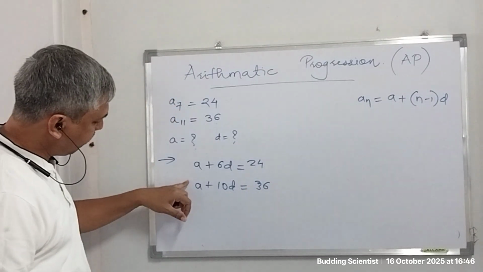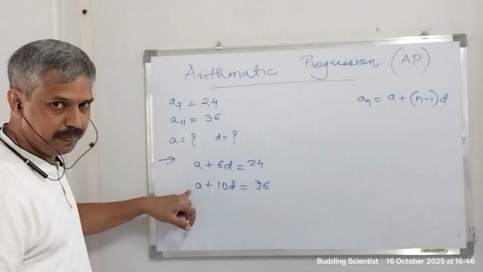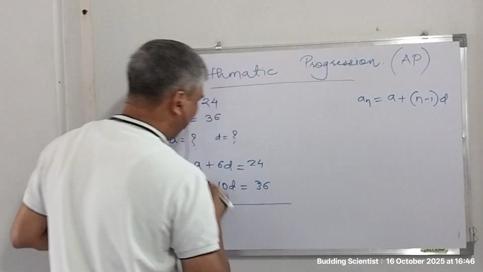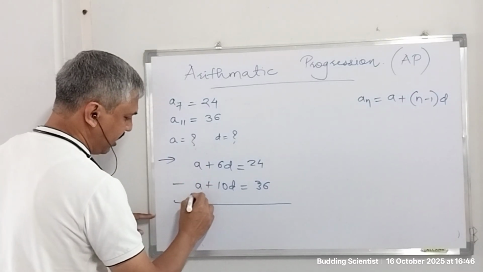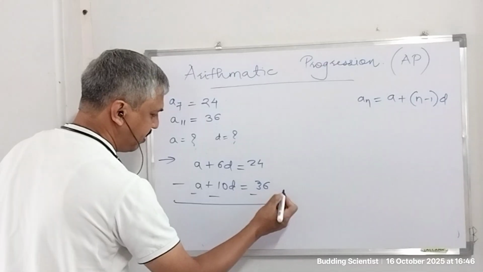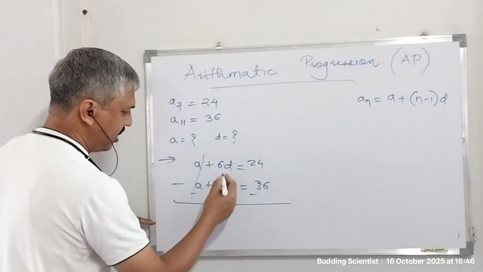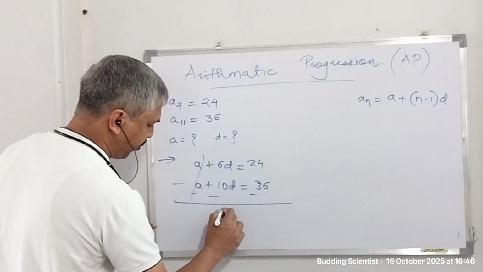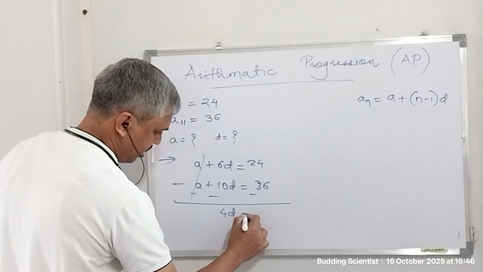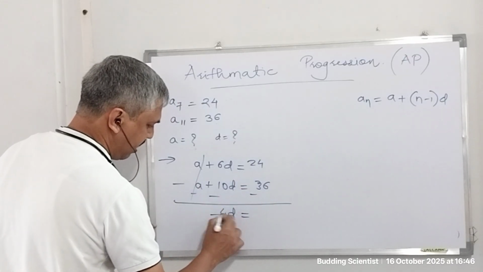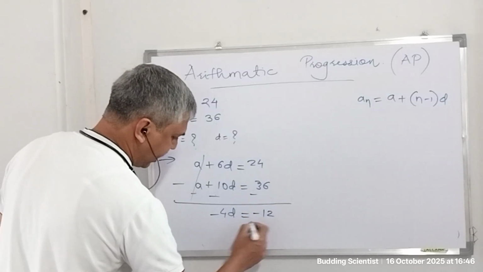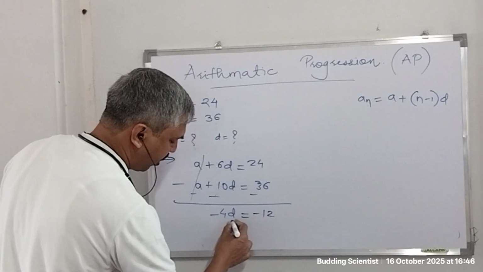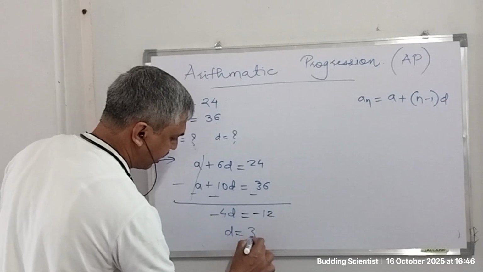Now we'll subtract this from this, and from, we subtract in reverse. From this, this is subtracted, so its sign becomes negative, this one's sign also negative, and this one's sign also negative. a and a is cancelled, 6d minus 10d is 4d. Here a big minus will come, negative minus 12, divided by minus 4, d is equal to minus 12 upon minus 4, which is 12 by 4, which is 3.